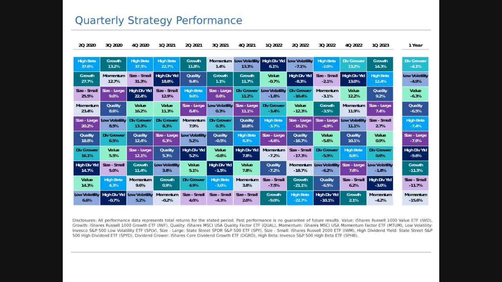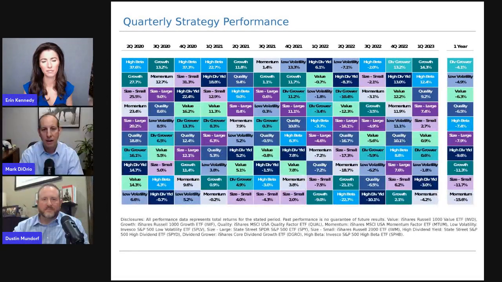The point here is that different stocks outperform during different times and vice versa can underperform during different times. But the idea is as you combine these strategies, you really smooth out the return profile and you get exposures to different parts of the market.